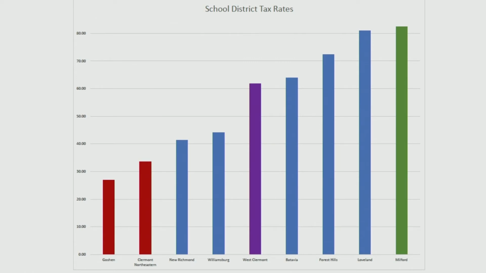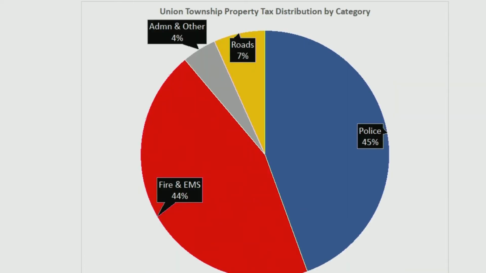Again, I'm not casting any values or judgments on whether you're getting a good deal from your school system or not. I'm just telling you these are where your property taxes are going. And John, Forest Hills is Anderson, correct? Yes. Correct, okay.